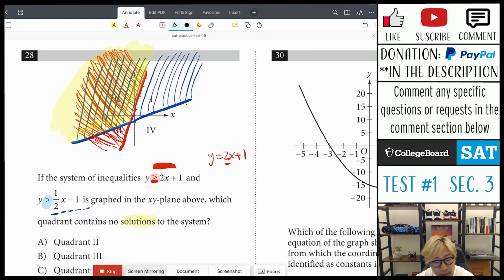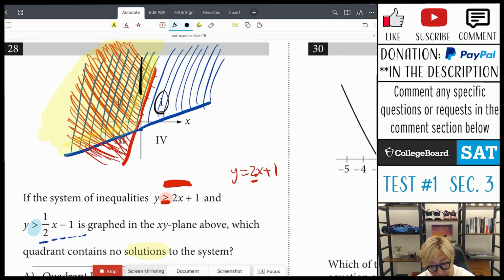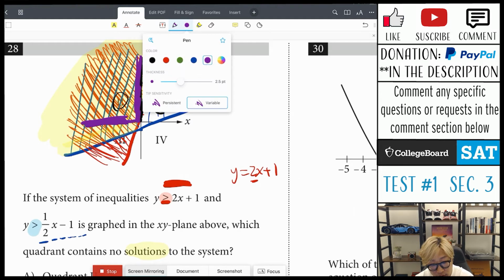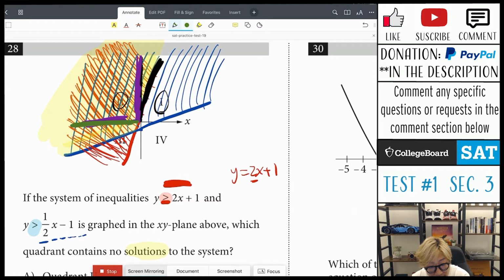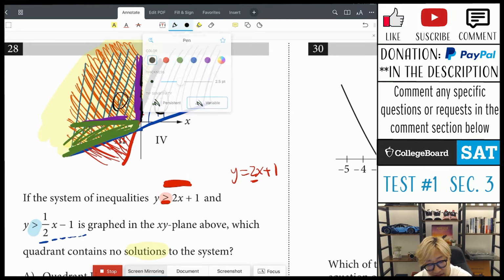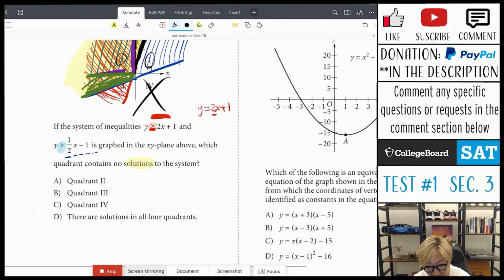Starting with quadrant 1. Yeah, it's got a little bit, right there. That's in quadrant 1. Quadrant 2. Yeah, all of these. Look at that, from there to all that. Quadrant 2 is all solution. Quadrant 3. Yeah, right there and right there. That's all solution. But quadrant 4, no, it's got none. So quadrant 4, it's got none.